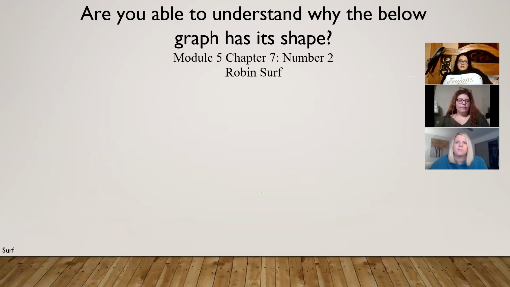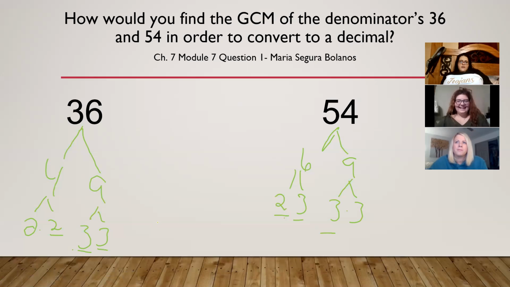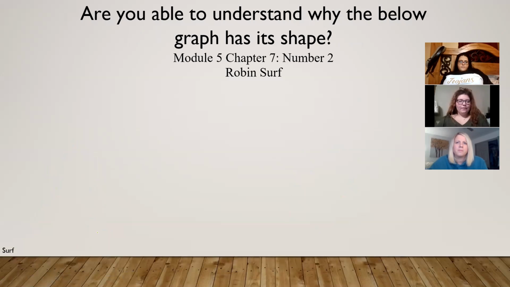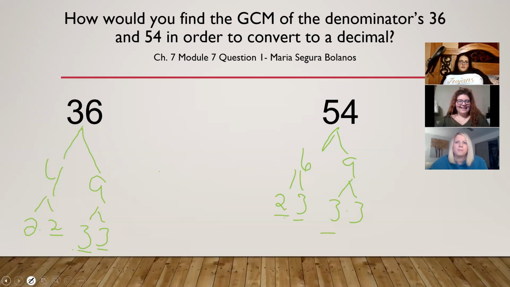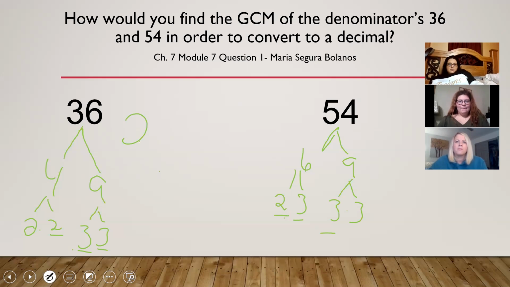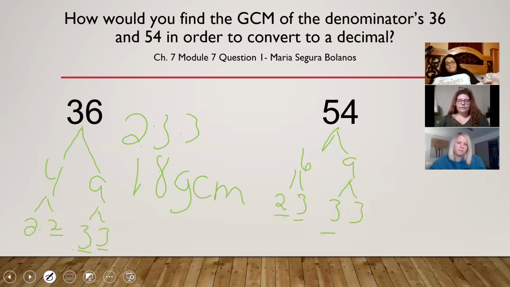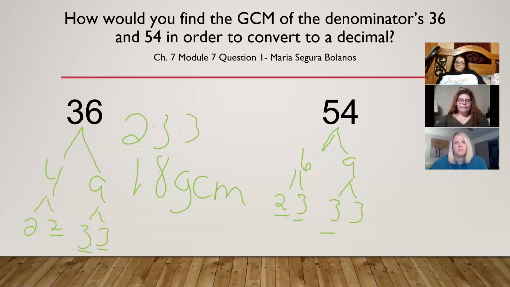So when you take the 2 times 3 times 3, you're going to come out to an answer of 18 for your greatest common multiple, because those are the 3 digits that are common with both the prime factorizations of those numbers. Okay, awesome. Well, thanks for showing your work.